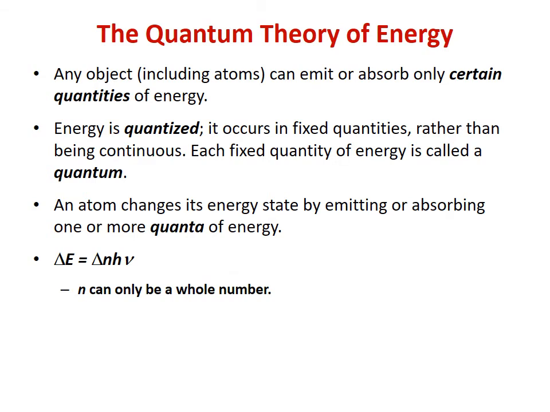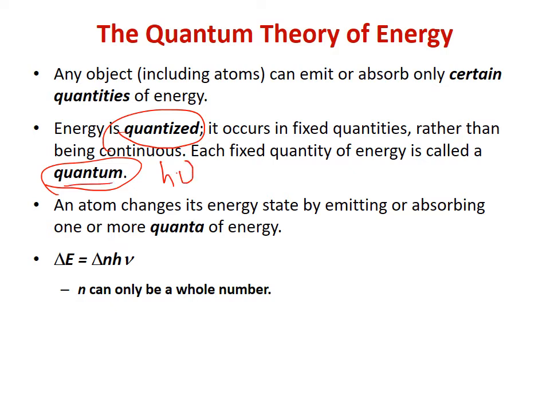Since the hot object emits only certain quantities of energy, and that energy must be emitted by the object's atoms, this means that each atom emits only certain quantities of energy. It follows then that each atom has only certain quantities of energy, and therefore the energy of an atom is quantized, which means that it occurs in fixed quantity rather than being continuous. Each fixed quantity of energy is called a quantum, which is just h times nu, and the plural of quantum is quanta.